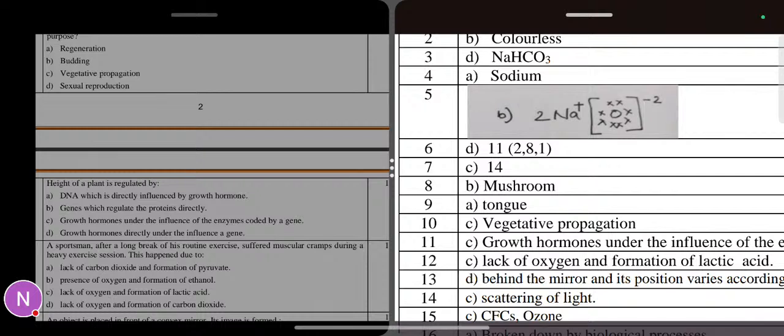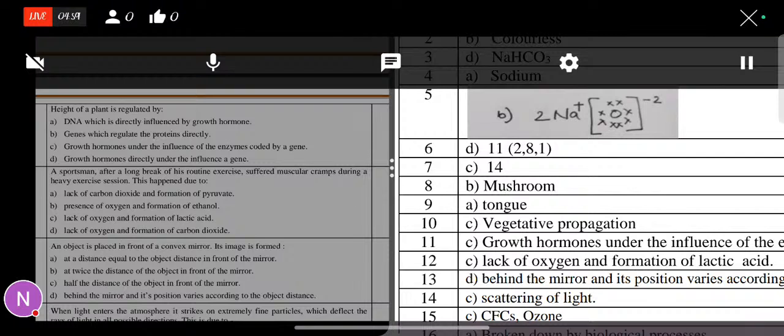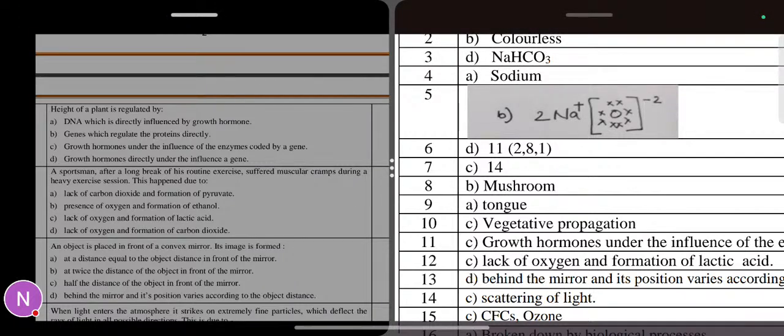Next, 12th question. A sportsman, after a long break from his routine exercise, suffered muscular cramps during a heavy exercise session. This happens due to lack of carbon dioxide and formation of pyruvate, presence of oxygen and formation of ethanol, lack of oxygen and formation of lactic acid, or lack of oxygen and formation of carbon dioxide. So this happens due to lack of carbon dioxide and formation of pyruvate.